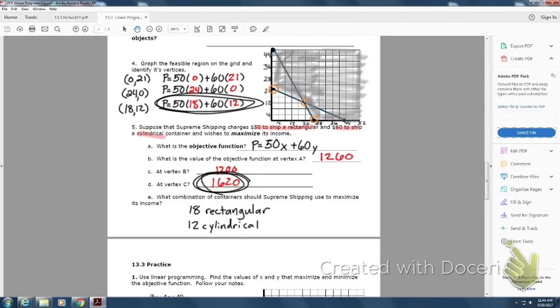Now listen, come CBA time. If this was a question on the CBA, I can all but guarantee that one answer choice would obviously be this one, and another one would be 18 cylindrical and 12 rectangular. So you need to know what the variables represent. Because they like to do that on those tests.